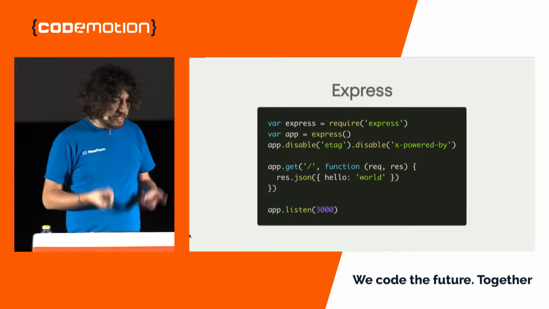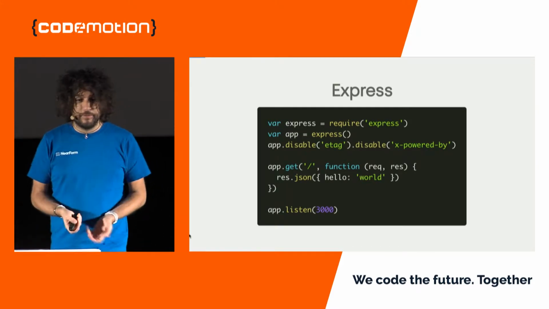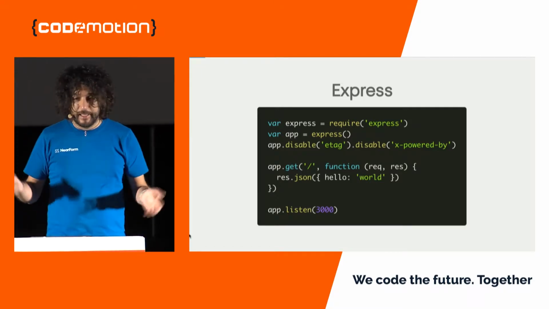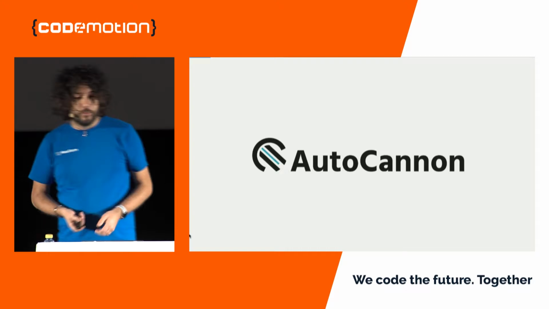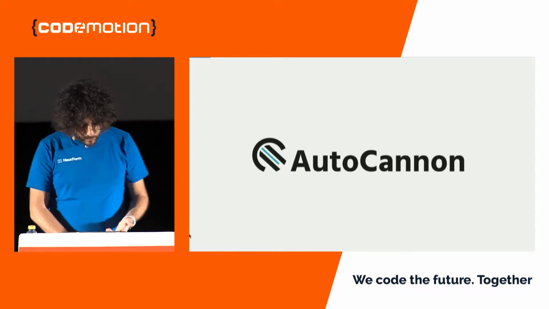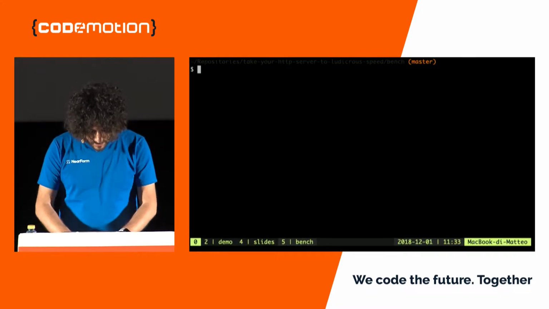If you want to go to ludicrous speed, first of all, you need to measure stuff. Some time ago, I ended up writing a thing called Autocannon, which is an HTTP 1.1 load tester. Now, how do you use it? I hope all of you can see this.